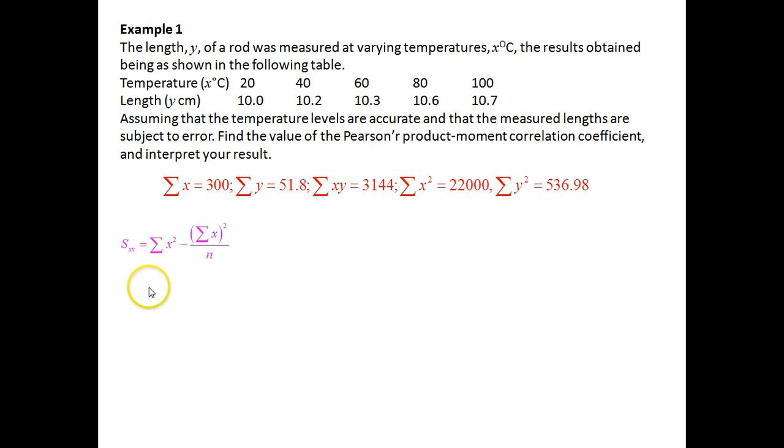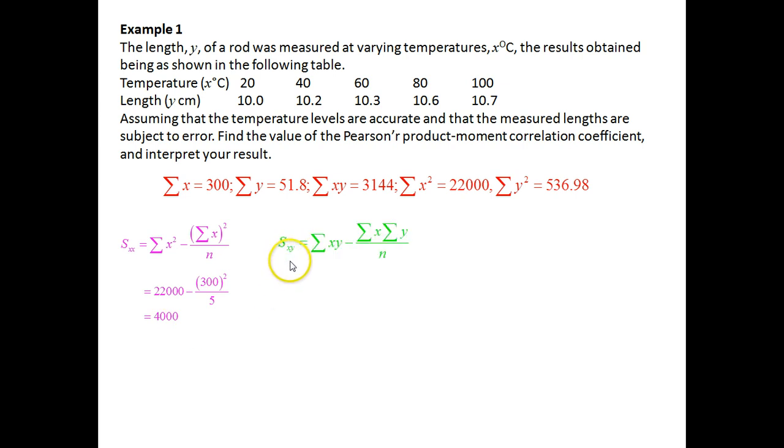So the first summary measure we're going to work out is the Sxx, which is the sum of all the x squareds minus the sum of all the x, all squared, divided by n. So we can put in our sum of x squareds, which is 22,000, minus the sum of all the x, which is 300, square that, and divide by n, which is 5, as there are 5 pairs of measures. Work that out and we get 4,000.